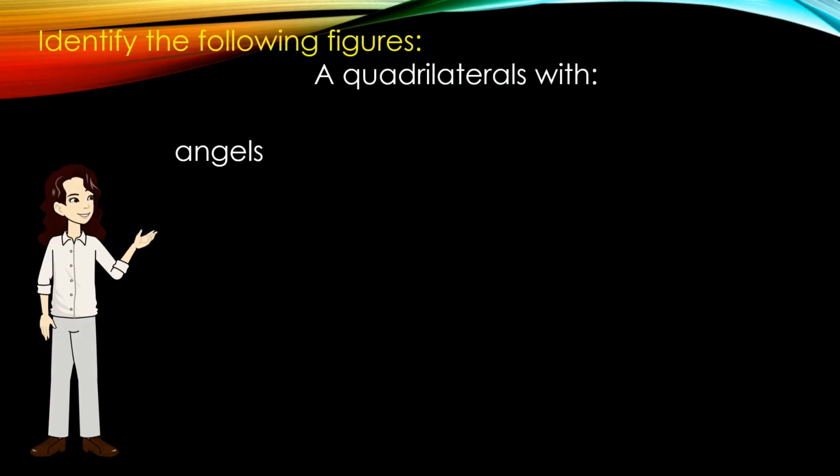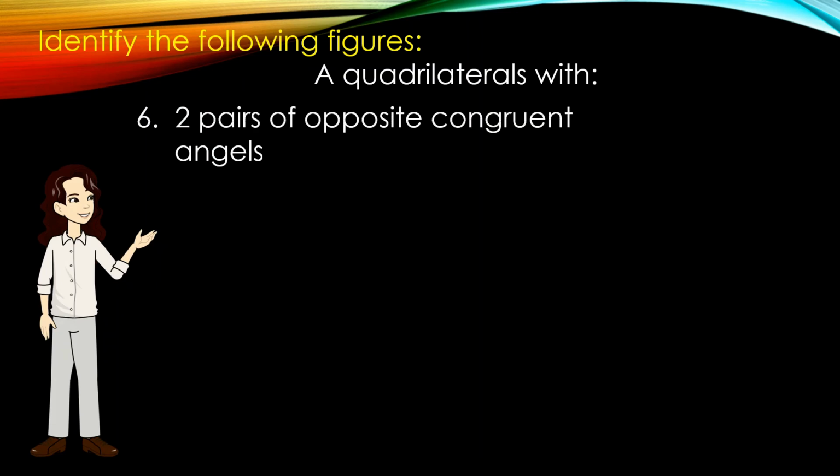Okay, on this part, also identify the following figures. Number 6, two pairs of opposite congruent angles. Which one is it? That is a parallelogram. When we say parallelogram, it includes the square, rectangle, and rhombus. All characteristics are in the parallelogram.